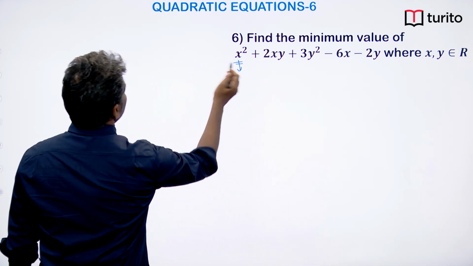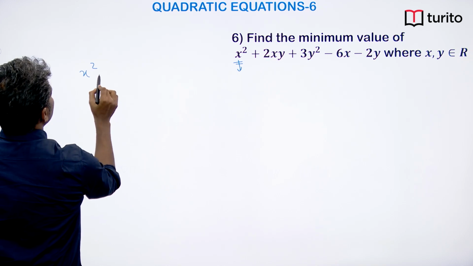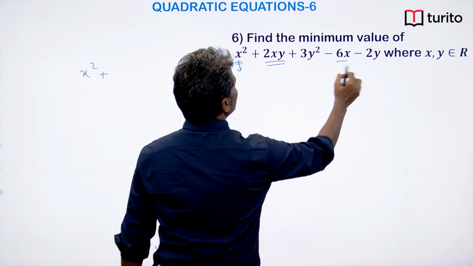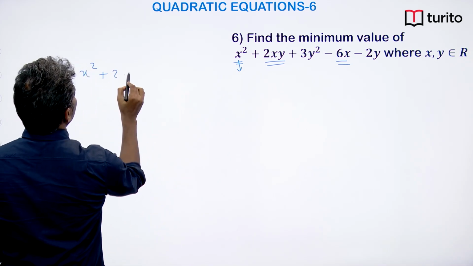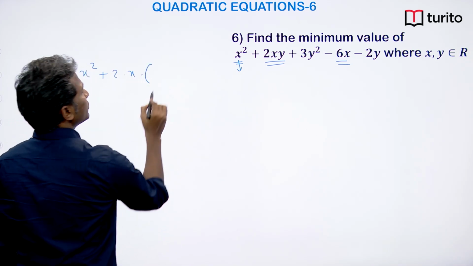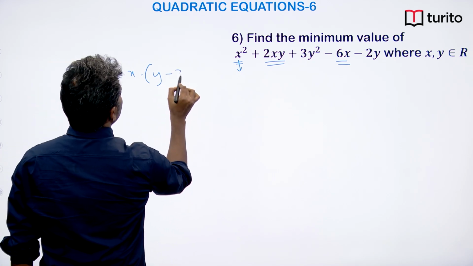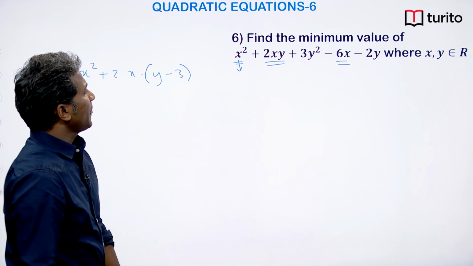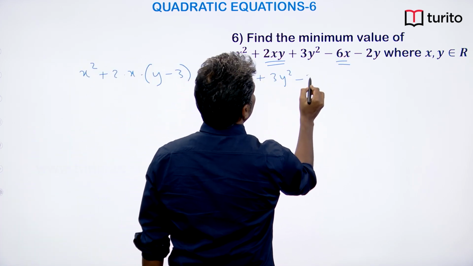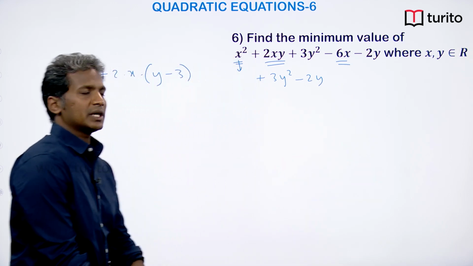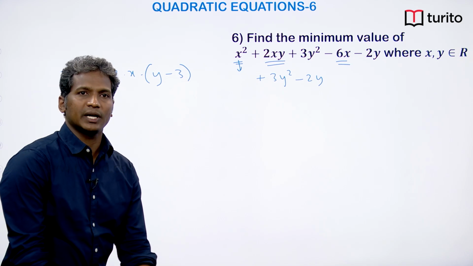Suppose let us say here I have taken all terms of x together. So, there is x square here, there are also two more terms with x. So, from them if I take 2x common, I will be getting 2 into x into y minus 3. Okay. And what are the other terms which are remaining? Plus 3y square minus 2y. These are the terms which are remaining. So, I have just taken that expression and I have simplified it.